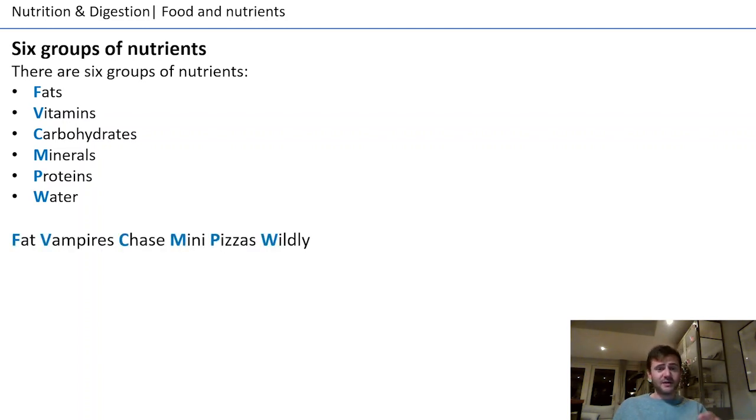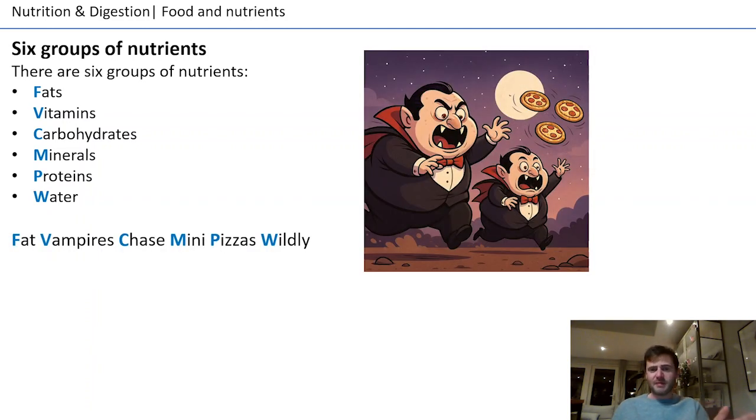And here's a mnemonic to help you remember them based on the first letter of each nutrient. Fat, vampires chase mini pizzas wildly. Sounds a little bit unusual, but maybe it can help you.